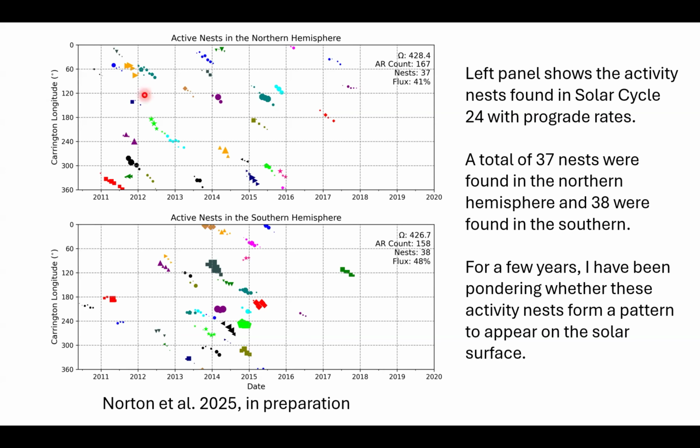You are able to see that all these activity nests, with temporal evolution, tend to migrate towards a higher Carrington longitude, meaning that they are prograde. So this has been known for many years. For a number of years, I have been pondering whether these activity nests form a pattern to appear on the solar surface. So today, I'm going to spend some time reporting what we did in the last few months.